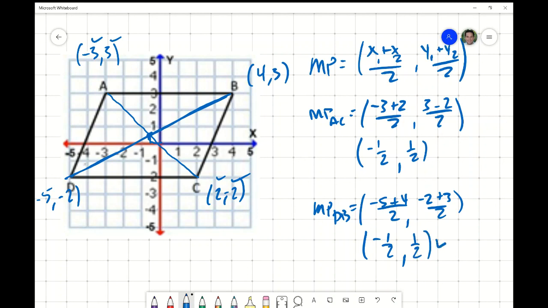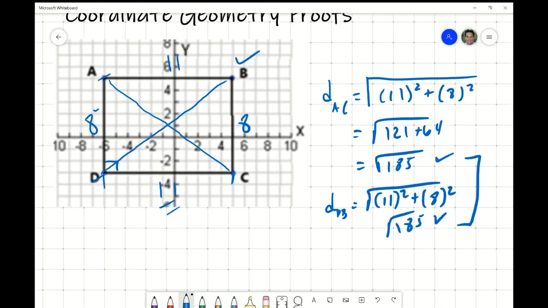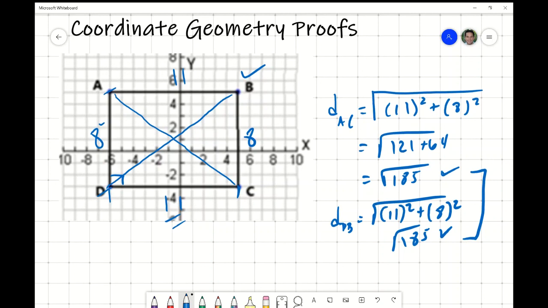So we have verified that both of these diagonals are bisected, because they share the exact same midpoint. Okay, so that's the proof that we did there. We focused on the midpoint down here with the parallelogram, and we focused on the distance formula up here with the rectangle. And that's what we're really wanting to do in this unit. Again, it can get a lot more complicated than this, but we just want to keep it as simple as possible. Thanks.